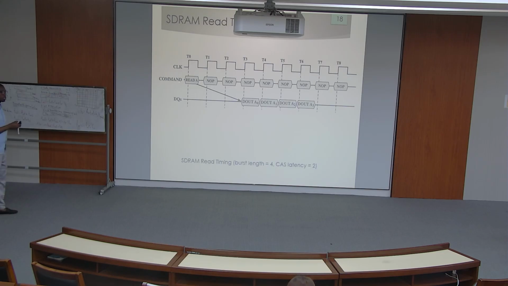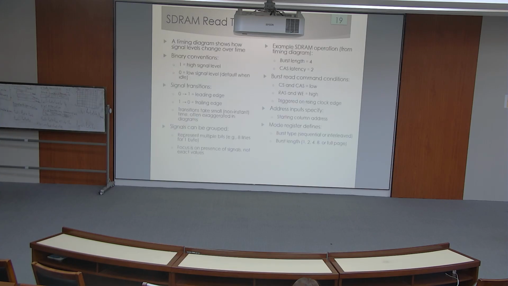We have to talk about the levels, high levels or low levels. The most important thing is not paying attention to the values here. We do talk about which level it is. So we have different times which are in coordination with the clock. Now the next one, we have seen that the signals can be grouped using multiple bits. For example, we have seen 8 lines for 1 byte. So the focus is on the signal, not the exact value.